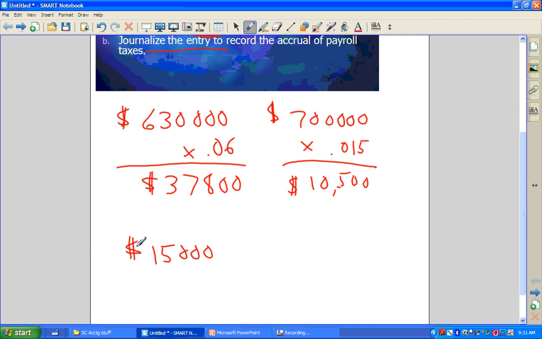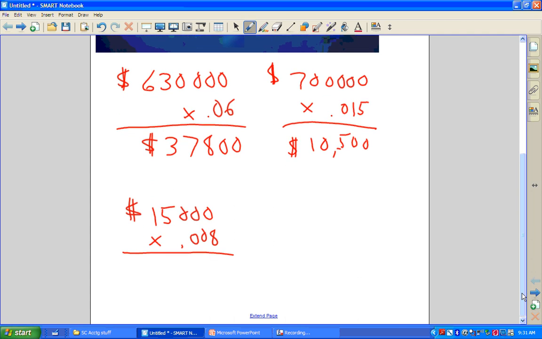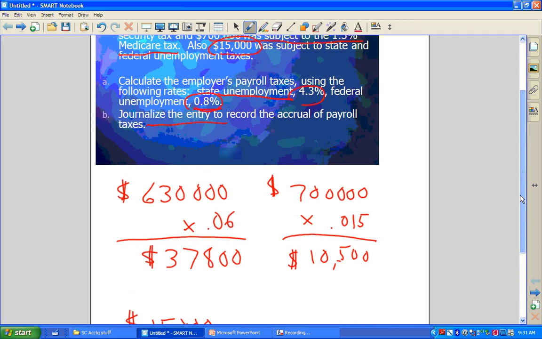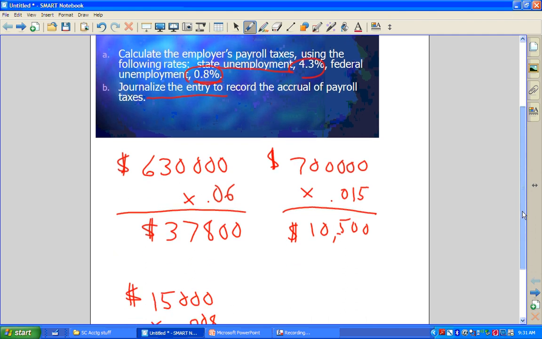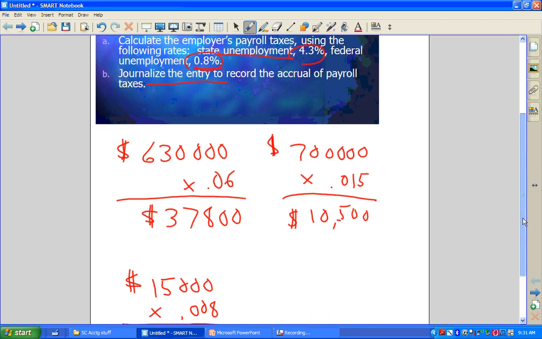Let's do FUTA first because that's what's going to show up in our journal entry first. Typically it is 0.8%. I move the decimal twice. I actually get 0.008. Okay, be very careful with your decimal. Make sure the numbers make sense. Okay, so when I do the math here, I get $120. That's what we have to kick into the federal unemployment tax fund. Those monies go to pay for people who get laid off and collect unemployment.